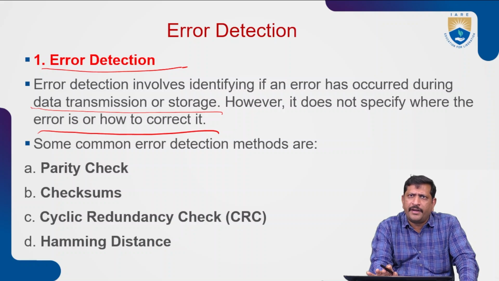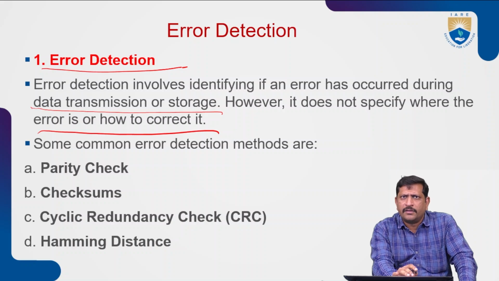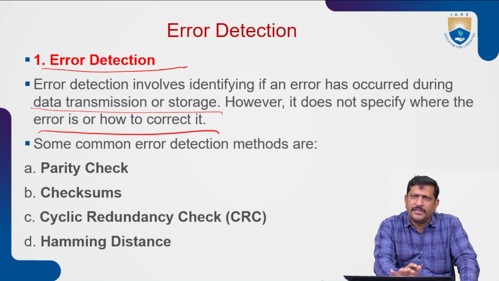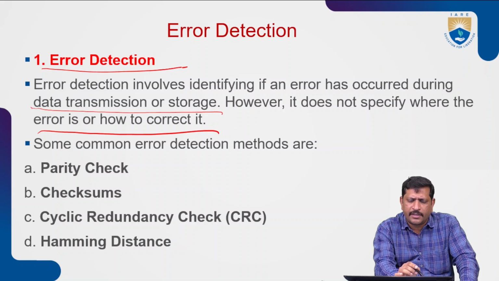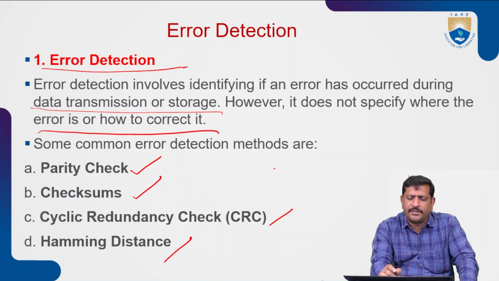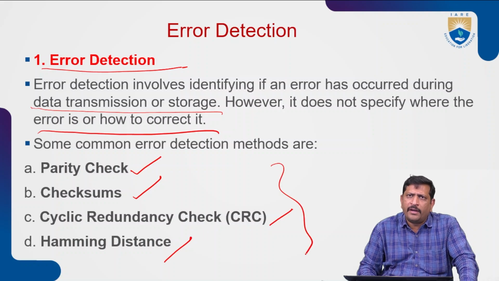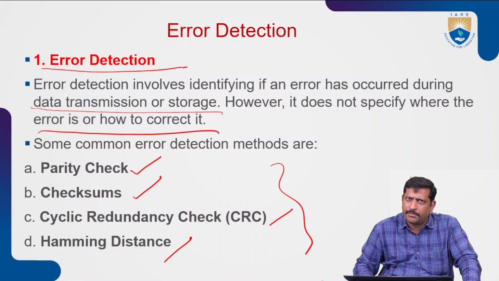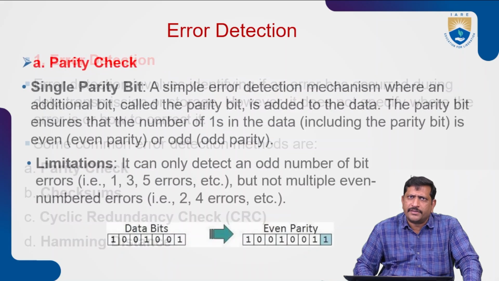Some common error detection methods for the data you are transmitting are the parity check, checksum, cyclic redundancy check, that is CRC, and Hamming distance. These four are the common error detection methods. By using these methods, errors can be detected while communicating between the two devices.